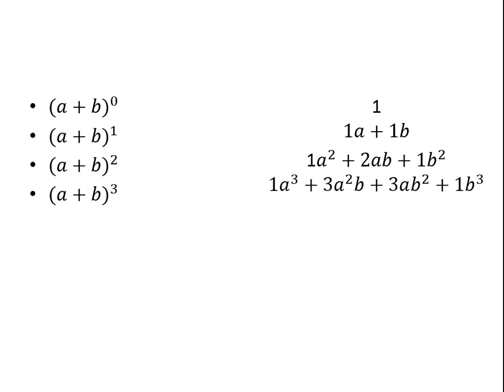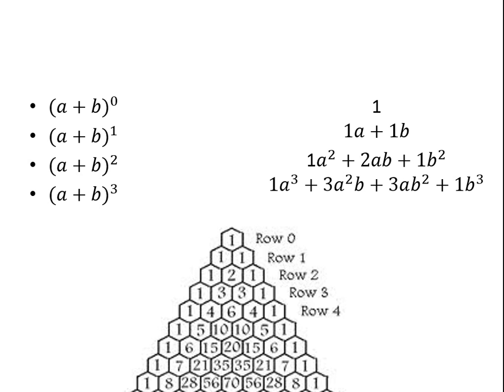And then if we do the cube one, if you were to actually multiply that all the way out, we end up with a cubed plus 3a squared b plus 3ab squared plus b cubed. Okay, so that's what it ends up being. Now, one thing that's kind of interesting is if we look at just the coefficients, not the signs or anything: 1, 1, 1, 1, 2, 1, 1, 3, 3, 1. Those are our first few rows of Pascal's triangle.